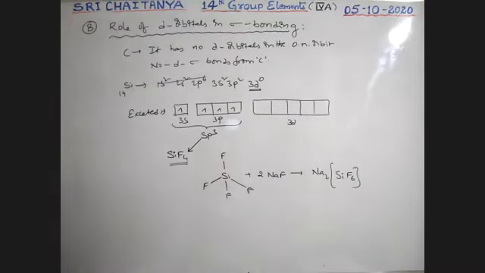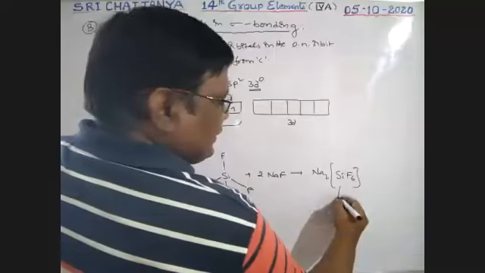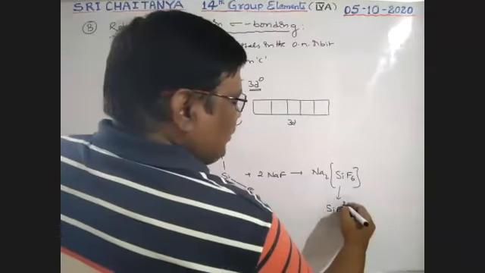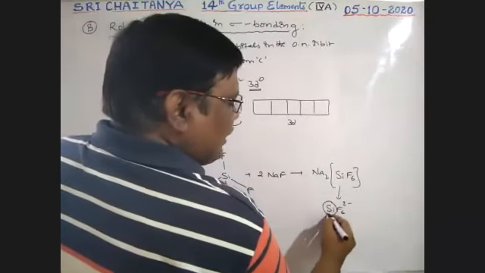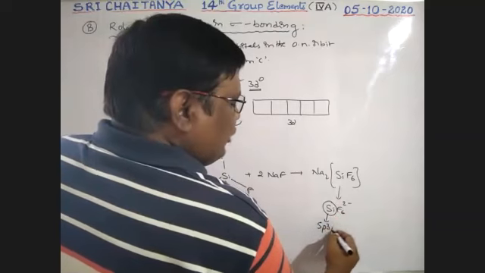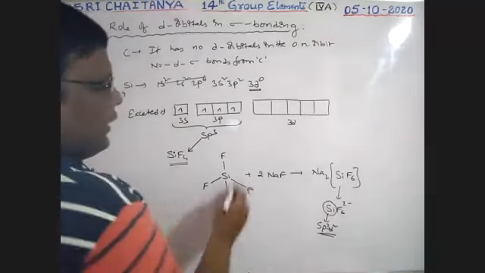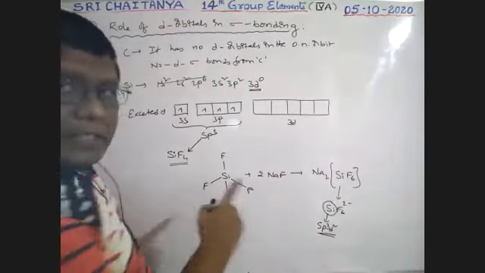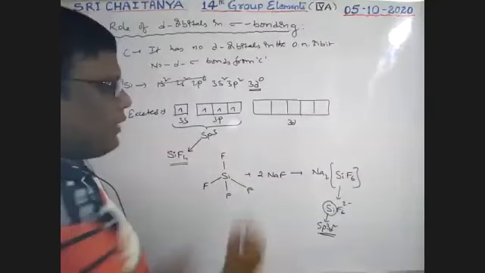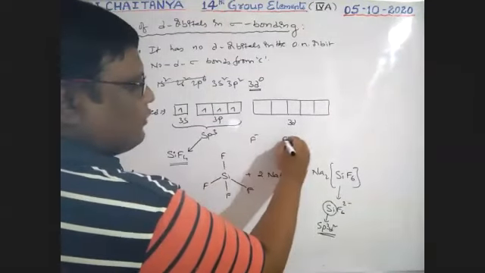Na2SiF6 here. So this is the SiF6 2 minus ion. Here silicon hybridization is sp3d2 hybridization. Why, sir? How is this possible? See here, it is SiF4, and two more fluorines are there, so that is F minus ion.